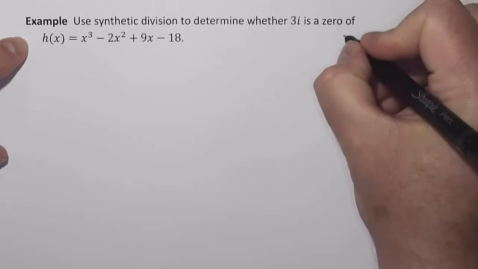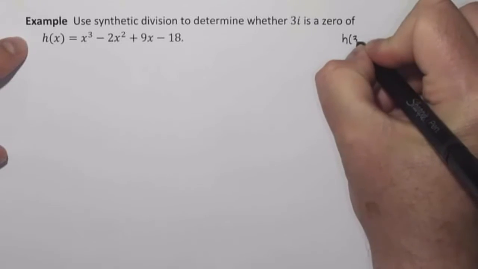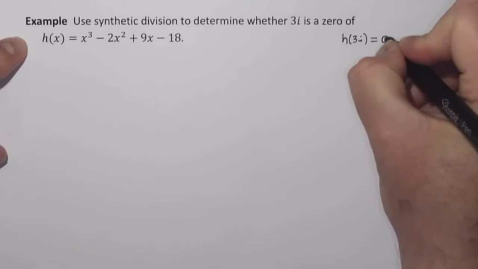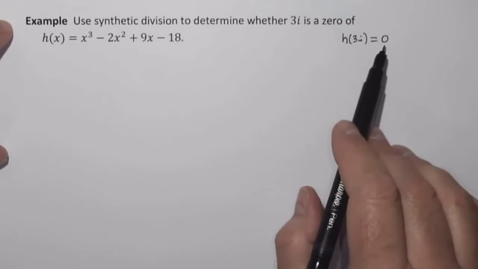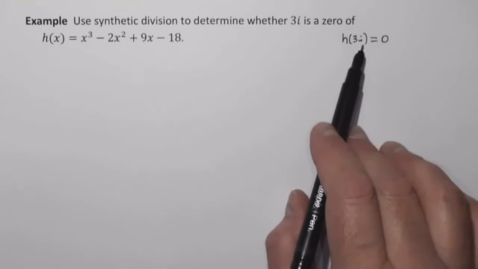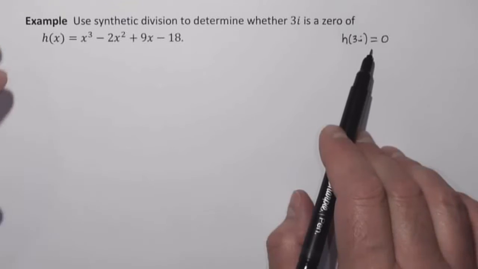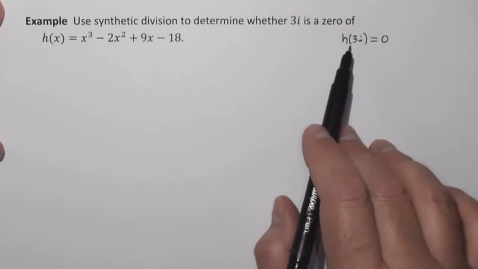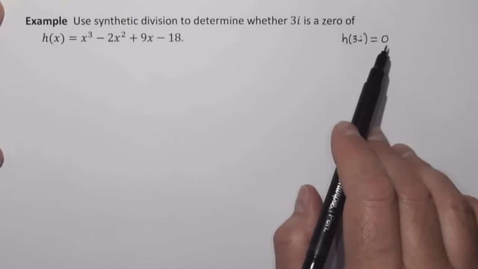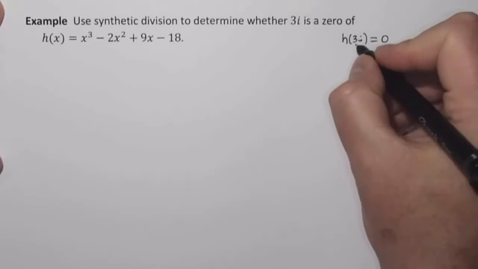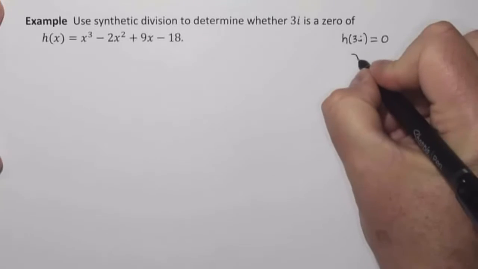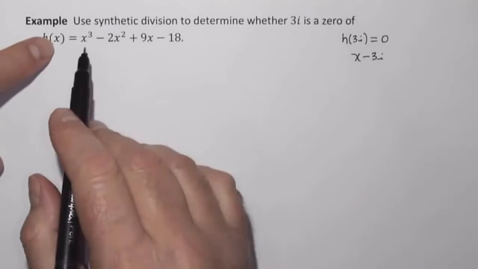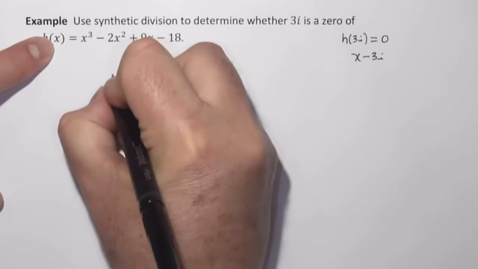So again, if 3i is a zero of the function, then h of 3i will equal 0. If h of 3i does not equal 0, then 3i is not a zero of the function. And so we're going to use the remainder theorem in order to evaluate h of 3i. So in other words, we're going to divide our polynomial by x minus 3i. So we're going to use synthetic division to do that.